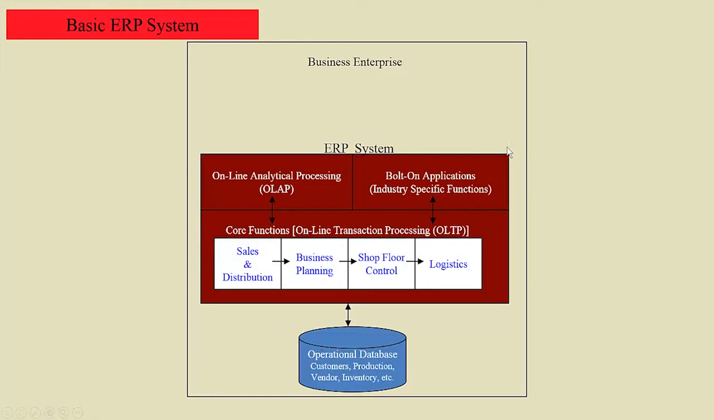This rectangle section represents the various computer applications, and it can be divided into three parts of the ERP system. The core functions are called Online Transaction Processing, or OLTP, and it runs the basic day-to-day business functions tied into the database. We then have OLAP, Online Analytical Processing, which is to support management decision making. And in a third section, bolt-on applications, which are modules specific to that industry, and they usually fall under either OLAP or OLTP.